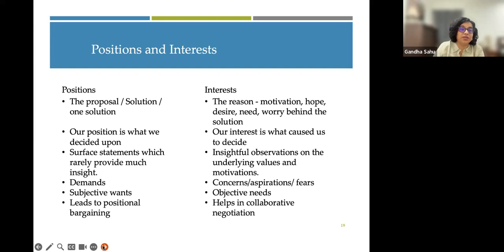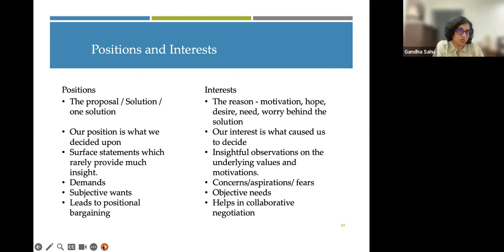Position is what we decided upon, and interest is what caused us to decide upon it. Surface statements, which rarely provide much insight, are positions, and insightful observations on the underlying values and motivations are interests. Demands are positions; concerns, aspirations, fears, motivations are interests. Subjective wants are positions, objective needs are interests.